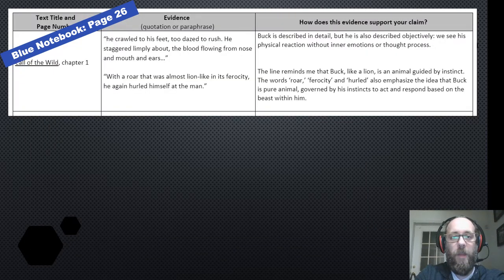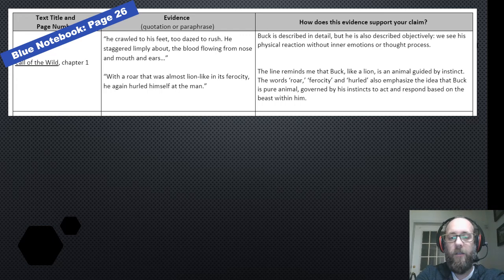All right, you should be on page 8 and 9 of Call of the Wild, and blue notebook, page 26. So blue notebook, page 26, we're going to fill in this very top row here, and I'll walk you through it. The very first one. You'll fill out the rest of those rows all by yourself, but we'll walk through the first row together.